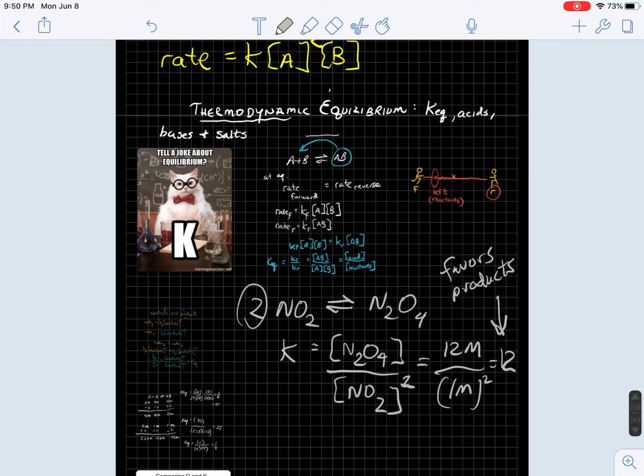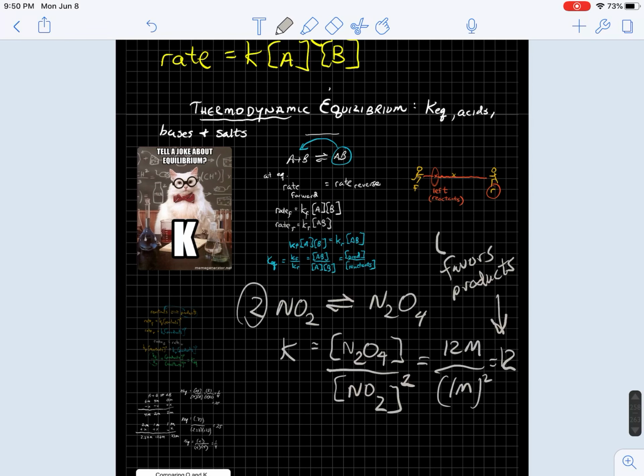Now, if you have a very small number, that means your denominator is larger than your numerator, which means your reactants are more numerous than your products. So we would say that that favors reactants. Another thing that we could say, instead of saying favors products, is that this favors the right. Why? Because products are on the right-hand side. If it favors the products, we say the equilibria lies to the right. If it favors the reactants, we say the equilibria lies to the left.